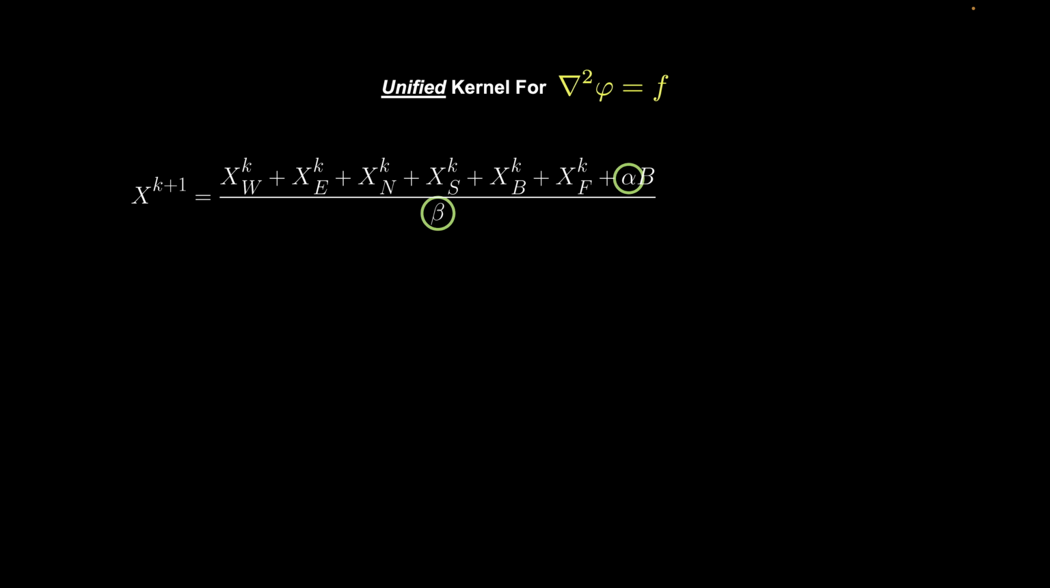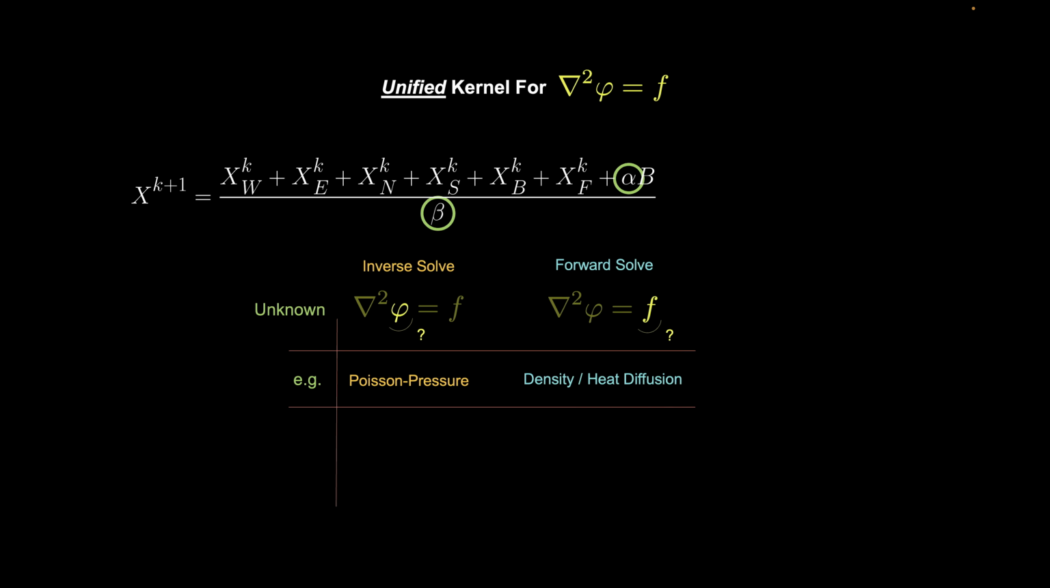This gives us a nice unified kernel that can be used for either type of the Poisson equation. Remember, when we say inverse and forward Poisson equations, we mean in the inverse setup, f is given and phi is unknown, and in the forward setup, phi is given and f is unknown. People call these equations different names, but we find it more helpful to introduce our own terminology.